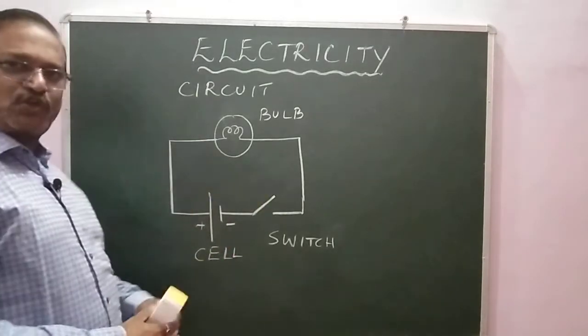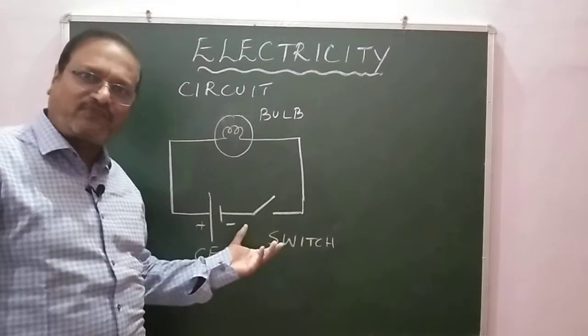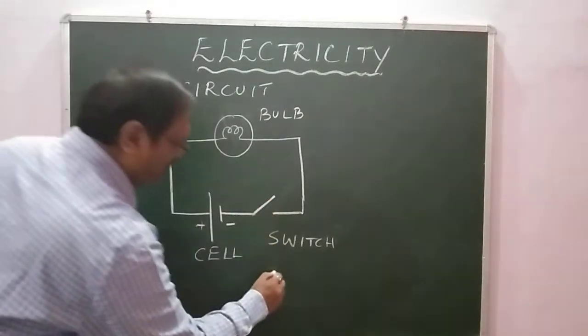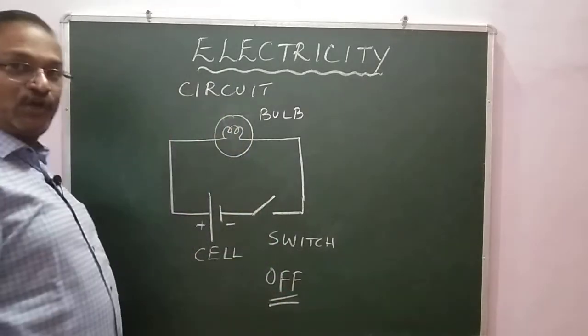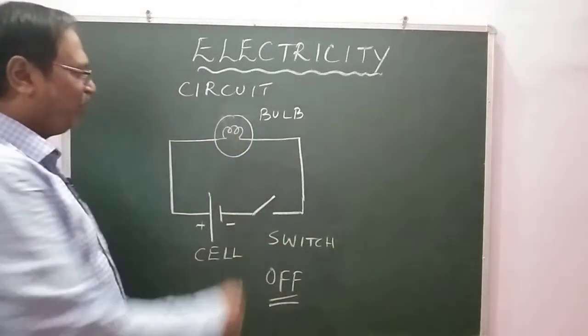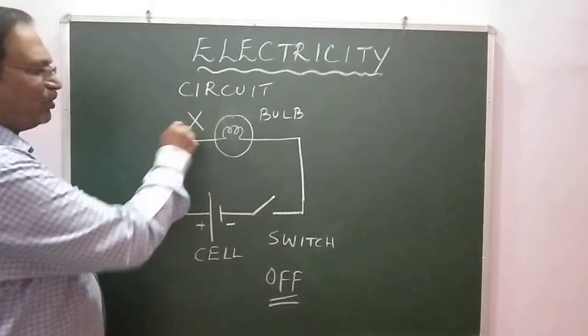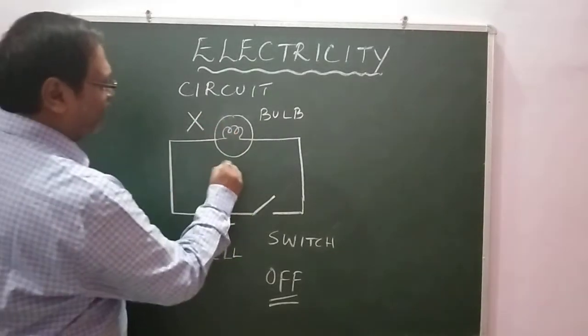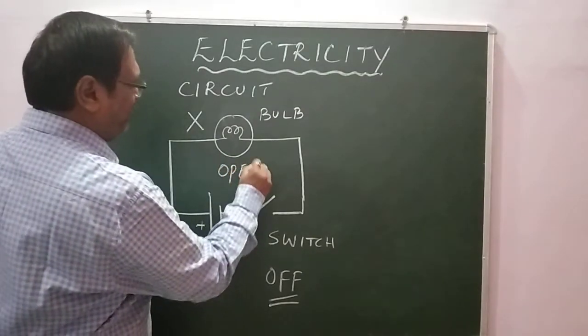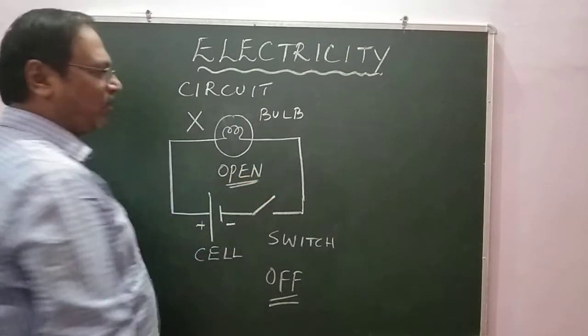Now is the switch on or off? The switch is off. Will the bulb glow or not? No, the bulb will not glow. Why? Because the circuit is open. In open circuit, the bulb will not glow.